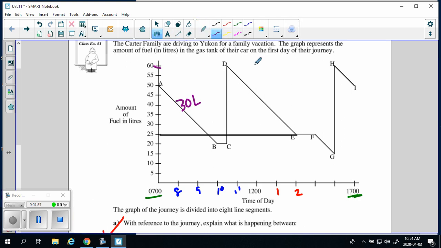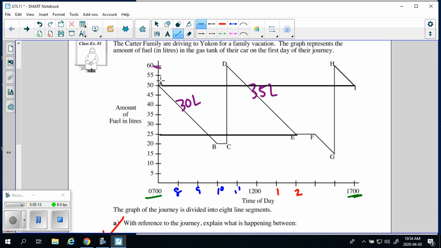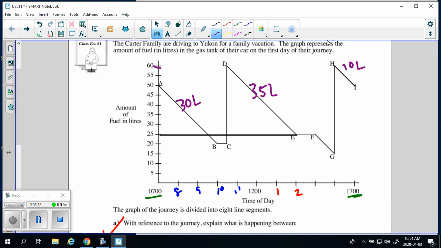So if we calculate that properly, 60 minus 25, we end up with 35 liters being used here. And then in the last leg of the journey, we started with 60 liters and we ended up with, and I want to read accurately, so I'm just going to make sure, use a ruler here, 50 liters. So we only used 10 liters of gas in the last leg of the journey.